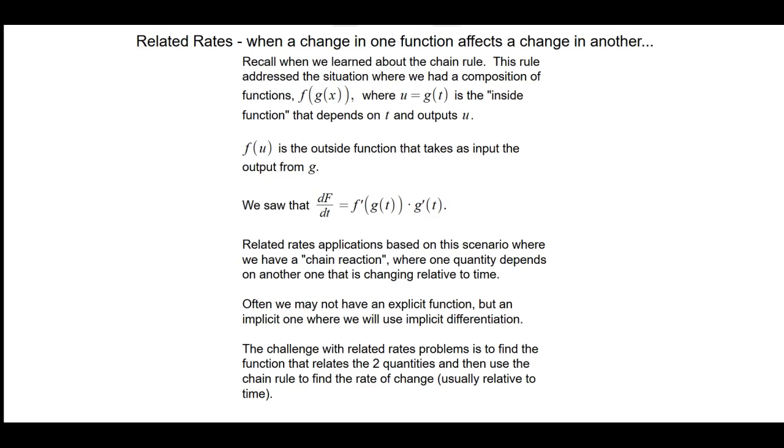Related rates problems are application problems that use the chain rule or implicit differentiation to describe how one thing is changing relative to another thing, and that other thing is changing relative to time. So the hard part about related rates problems is coming up with the formula or relationship between some of these related items. But there is a procedure that can help guide you.